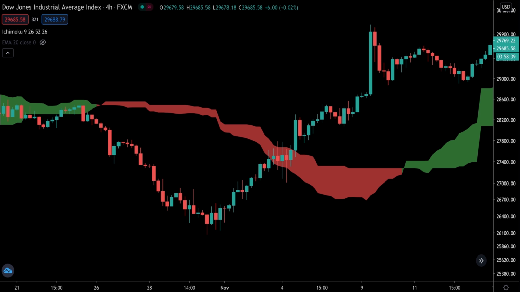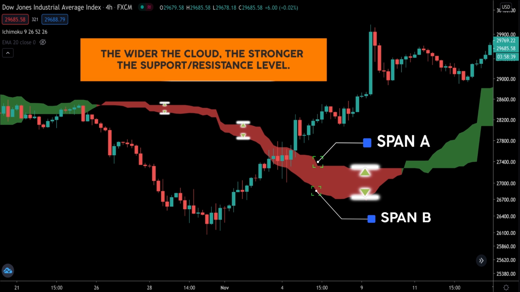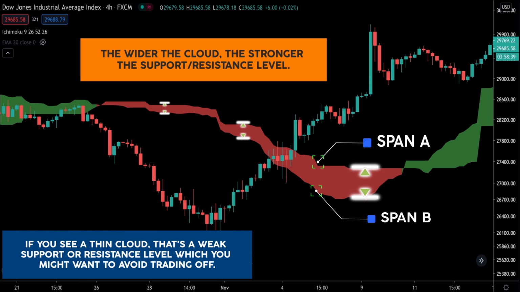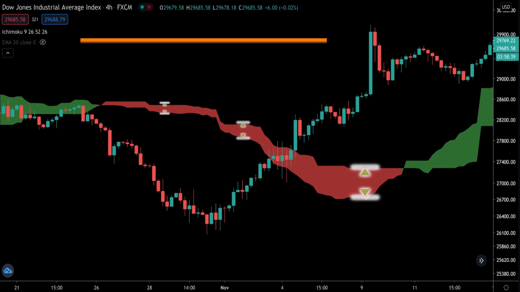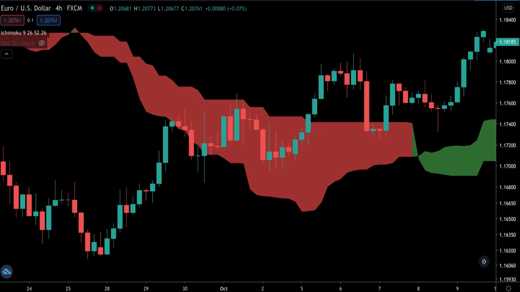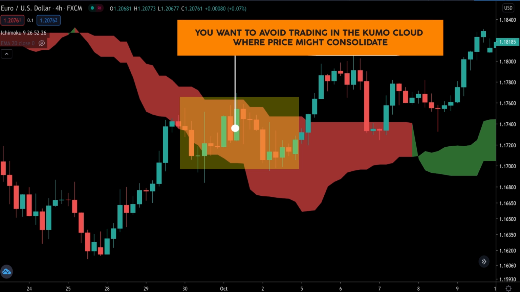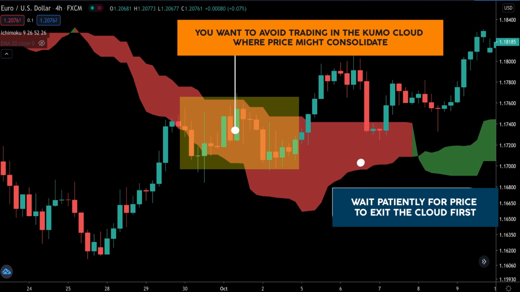Another thing to note is the cloud's width formed by the two lines, span A and B. The wider the cloud, the stronger the support or resistance level. If you see a thin cloud, that's a weak support or resistance level which you might want to avoid trading off. Because the Kumo cloud is a zone of support and resistance, you want to avoid trading in the Kumo cloud where price might consolidate. If you see price dipping into the Kumo cloud, wait patiently for price to exit the cloud first before taking a position.